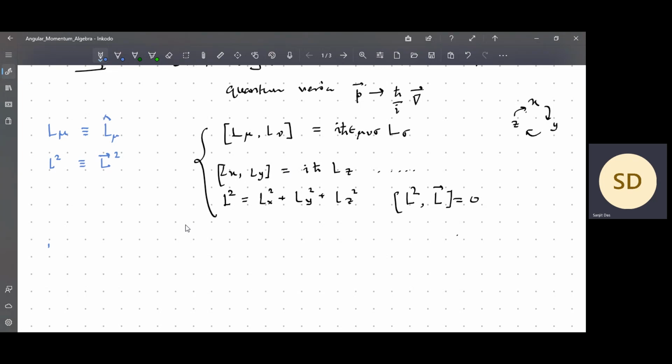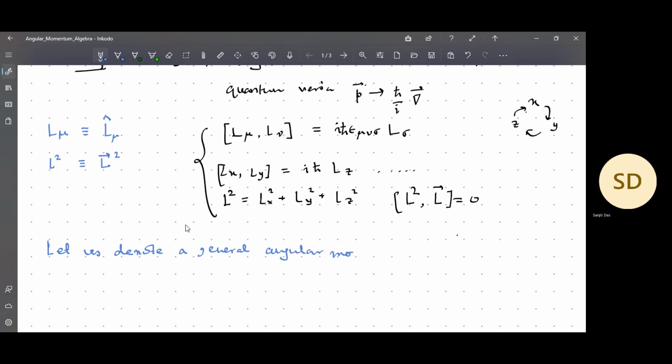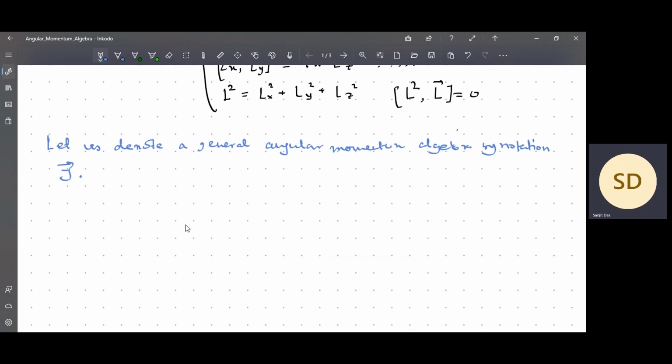Okay, so let us take a general angular momentum algebra. Let us denote a general angular momentum algebra by the notation J. In subsequent lectures, we will describe in general why we have chosen this notation.